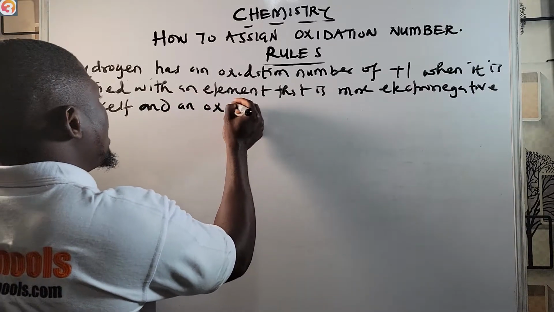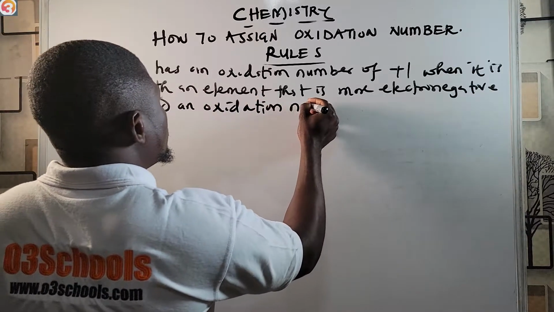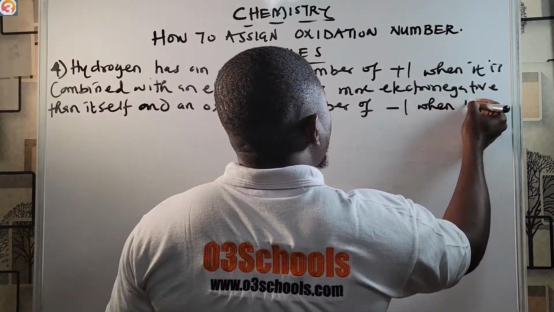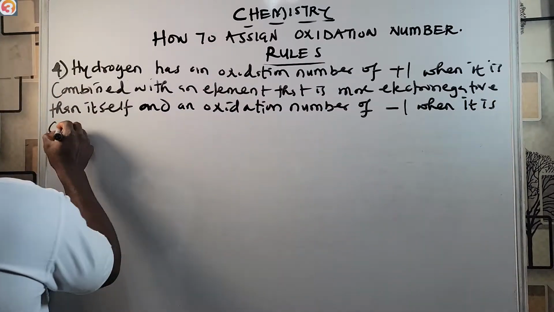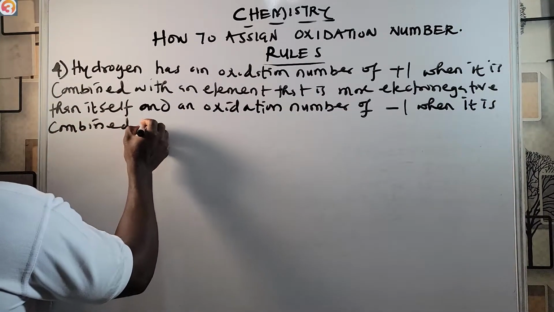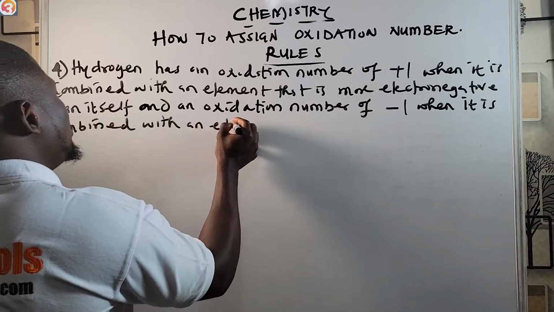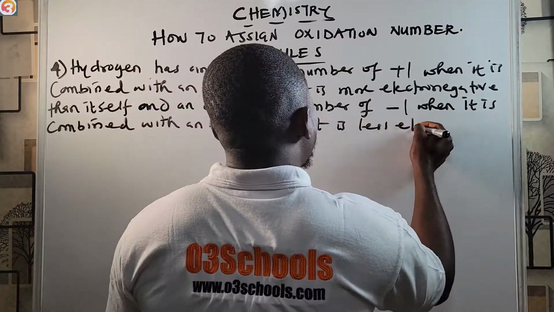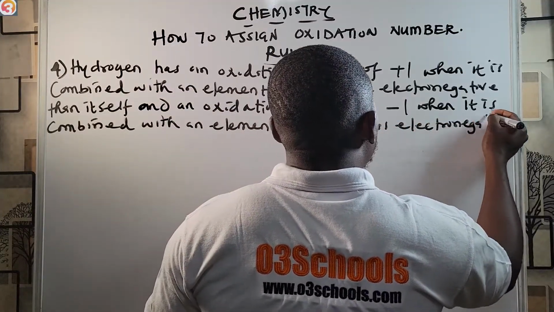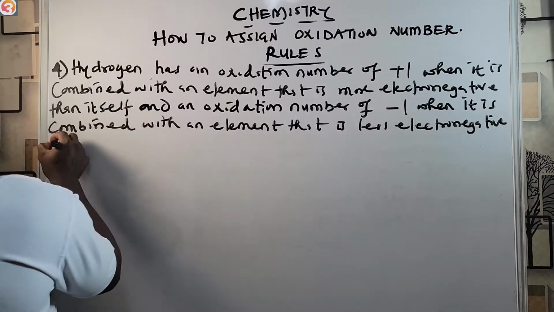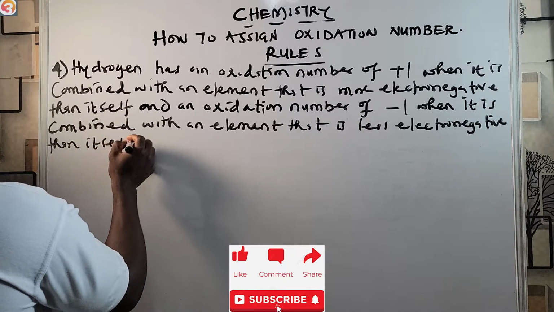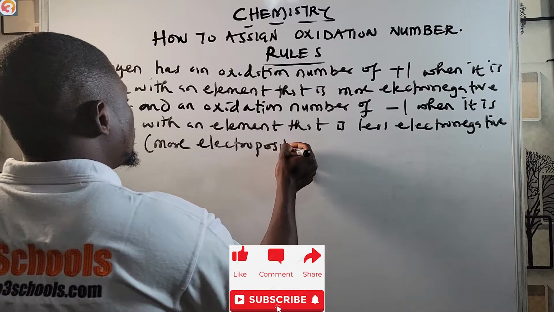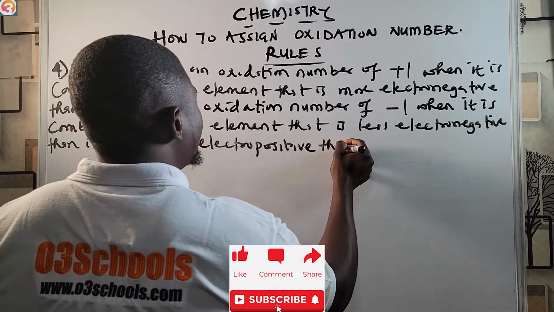And an oxidation number of -1 when it is combined with an element that is less electronegative than itself. That is, elements that are more electropositive than hydrogen.